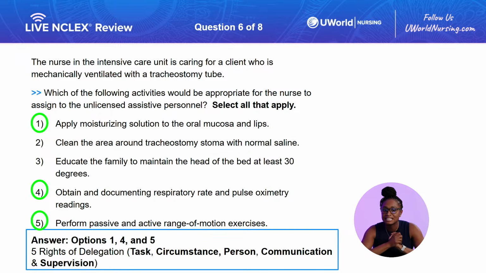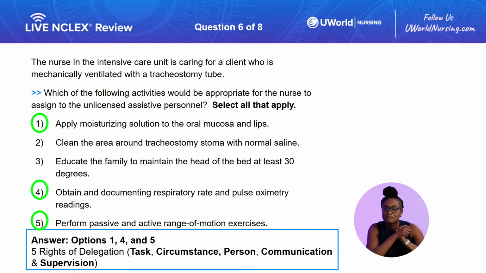Option 4, obtaining and documenting respiratory rate and pulse oximetry readings. Again, you're not intervening, you're just documenting what you're seeing. Since they're mechanically ventilated, they're probably on a monitor, so you're just writing what you see, which is okay to do. And if you're seeing something that is bad, then you can relay that onto the RN. But just obtaining and documenting, totally fine. Please do that. I need someone to write my vitals.